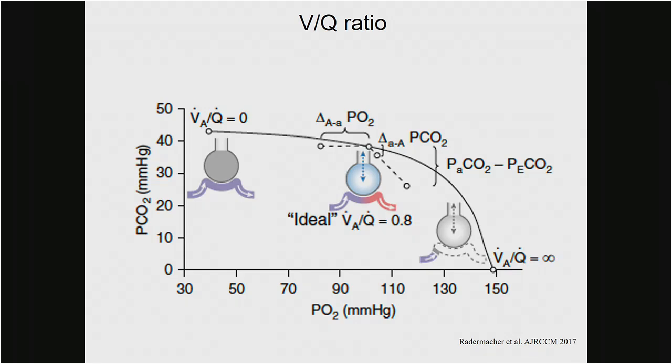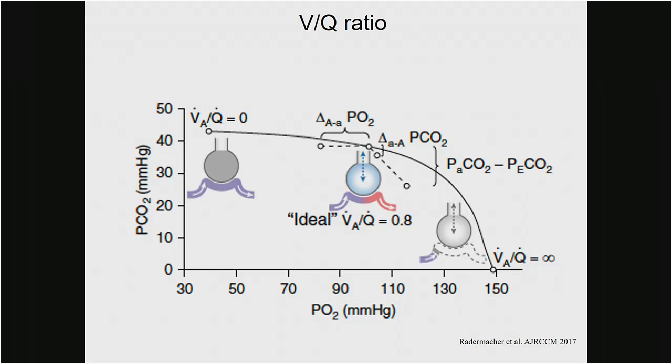So on the y-axis, you have the pressure of oxygen. On the y-axis, you have the pressure of CO2. On the x-axis, you have the pressure of oxygen in the alveolar space. And you have the change of the ratio between oxygen and CO2 based on the VQ relationship.